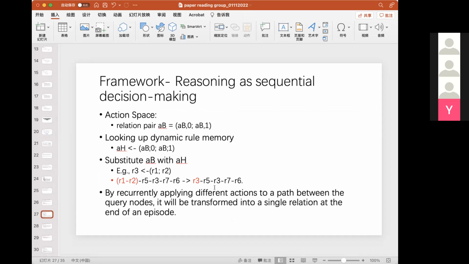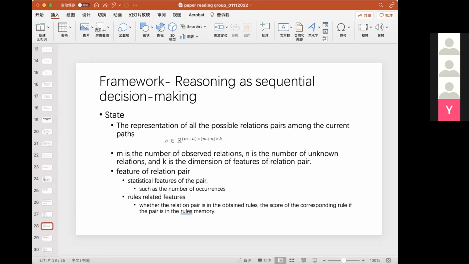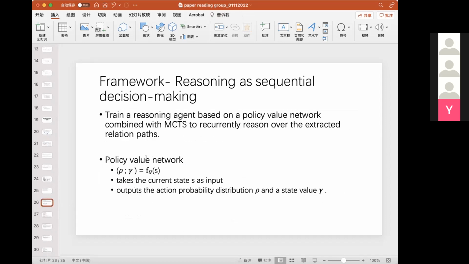After we introduce the process of this decision making and the action space, next we will introduce what the state is. Because as we just introduced before, this policy value network will take the state as the input and output the action probability distribution.